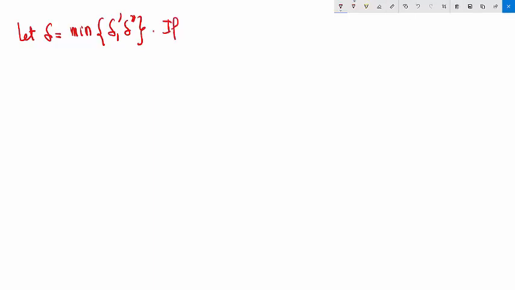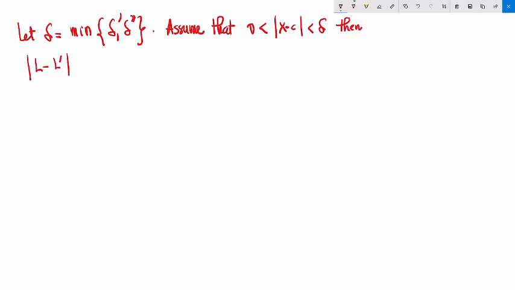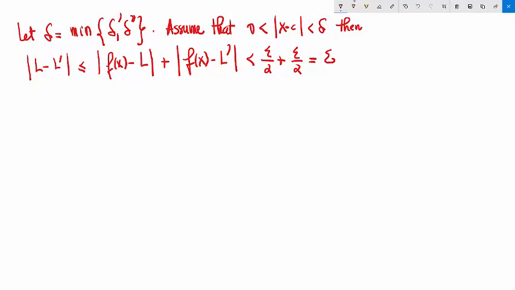So then assume that 0 is now less than |x - c|, which is less than delta. Then we've seen that |L - L'|, which is less than |f(x) - L| plus |f(x) - L'|, will then be less than epsilon over 2 plus epsilon over 2, which sums up to epsilon.